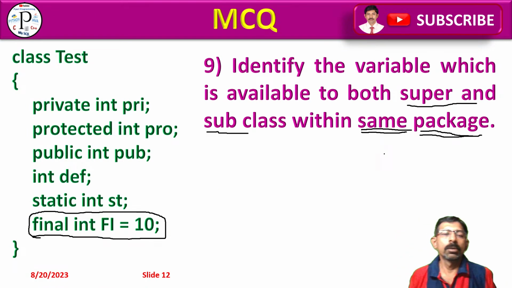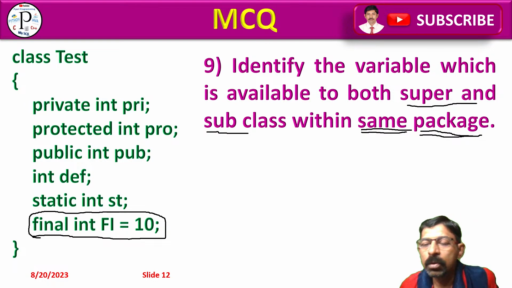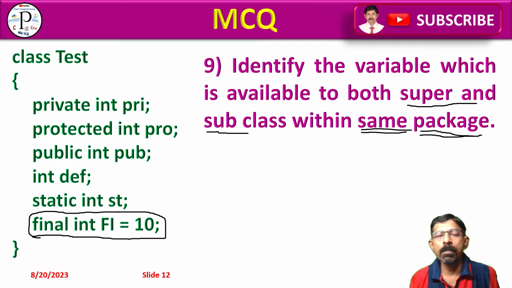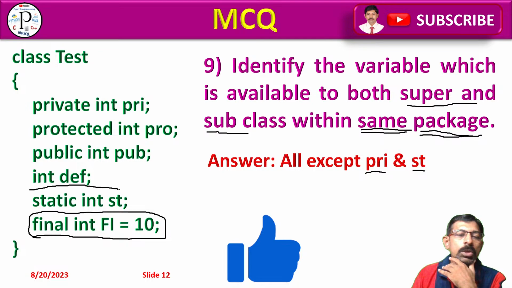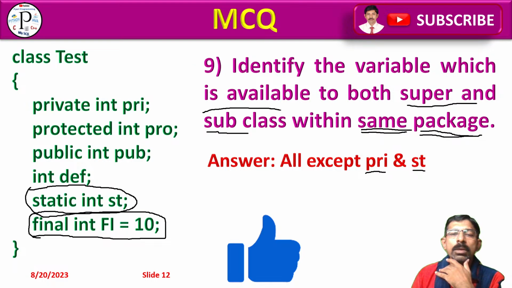Question not visible. Why is the question not visible? Except private. You are not concentrating on the super and sub. All except private and static, because static belongs to its own class. It's a class variable. Now it does not belong to your subclass. It does not belong to an object. It belongs to the class. So this is a different class. This is a different class.